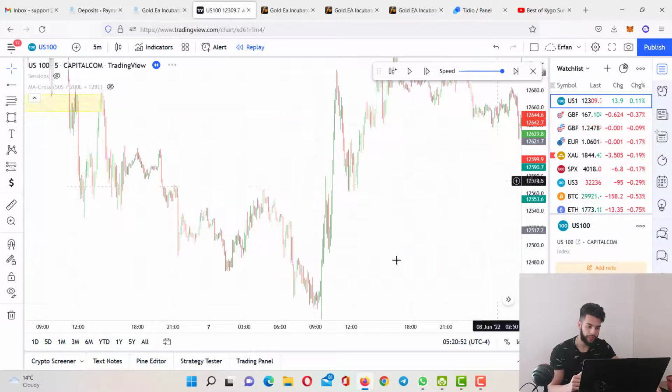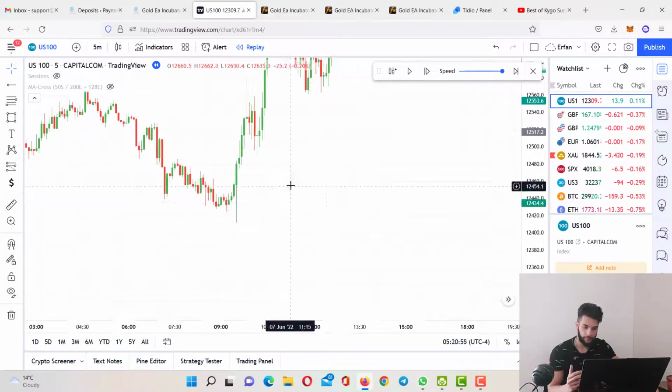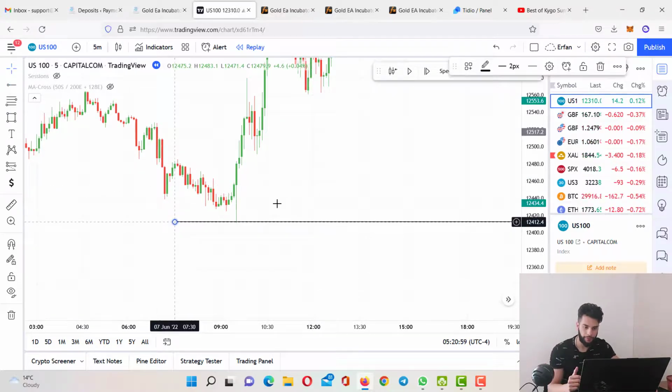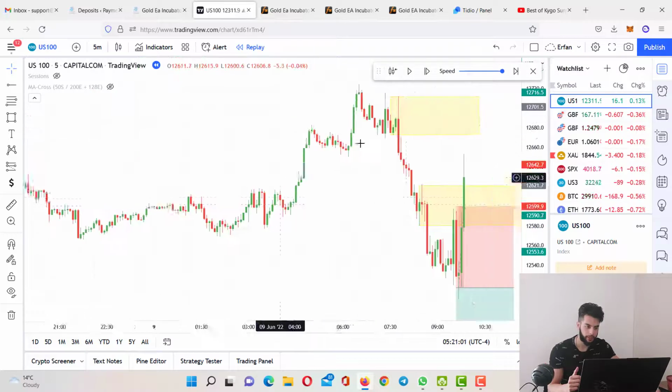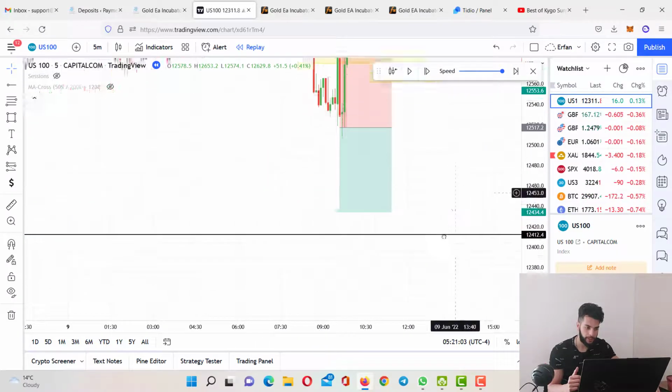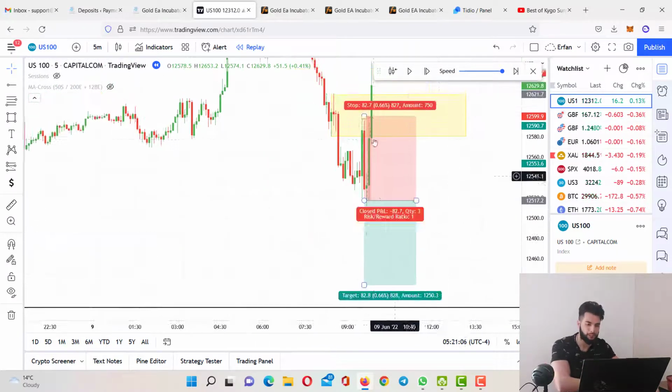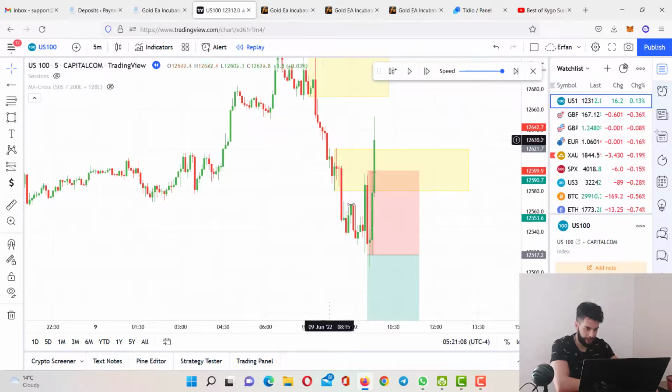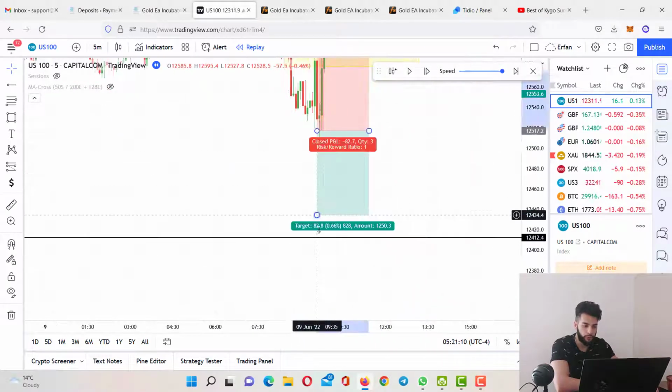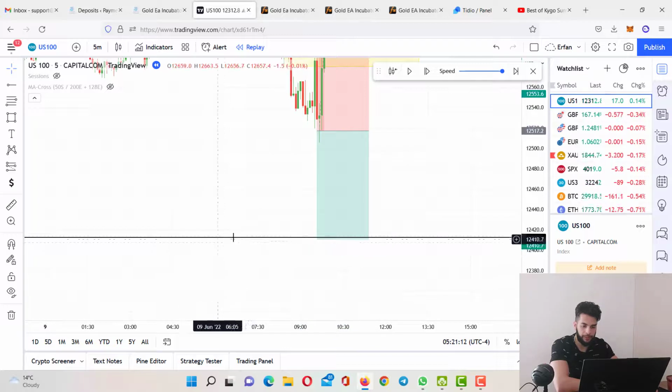You need to look left to see if you have any high probability demand zone that we need to take, or if you have any liquidity grab. So we have a liquidity grab here, and I'm going to put my TP here. There might be a chance that the price just keeps going down because it's actually bearish right now, to reach this level and grab the liquidity that is below this level.